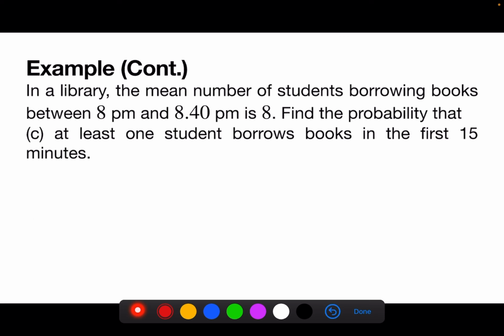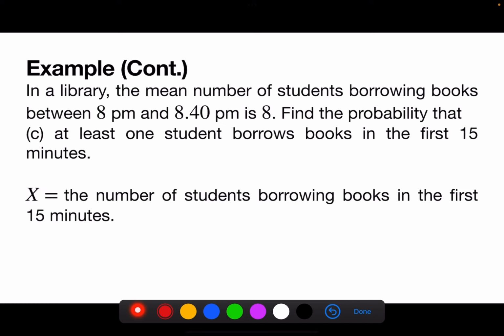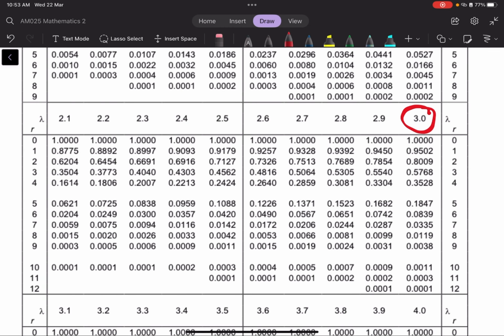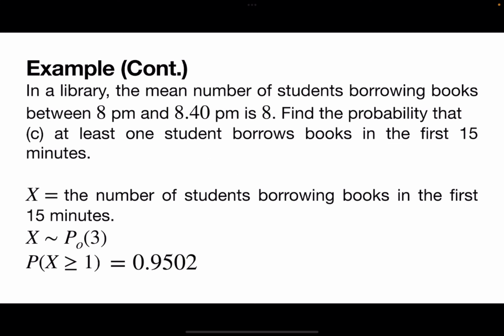Find the probability that at least one student borrows books in the first 15 minutes. First 15 minutes. So your x is the number of students borrowing books in the first 15 minutes. What is your new mean now? How many students in 5 minutes? 1, right? Okay. So if 15 minutes? 3. Okay, so the new mean is 3. So x has Poisson distribution with mean 3. What's the question? Probability at least one student. So you can take a look from your table. The mean is 3 and your r or your x is 1. Probability of at least 1. What's the value? 0.9502. Just write down.